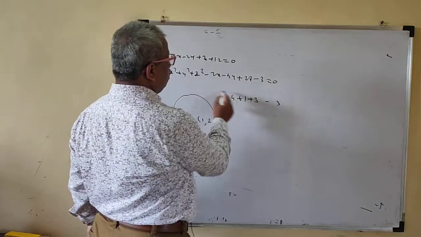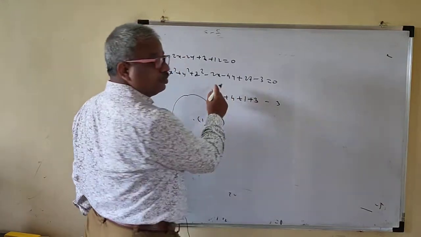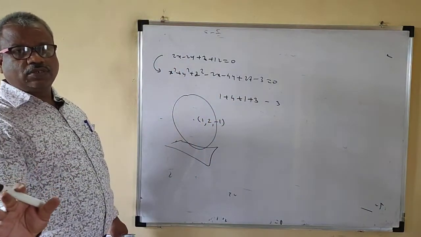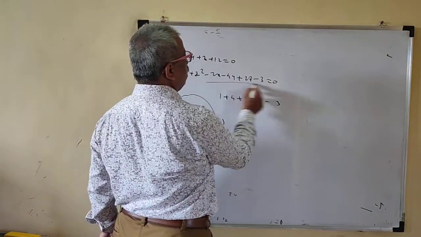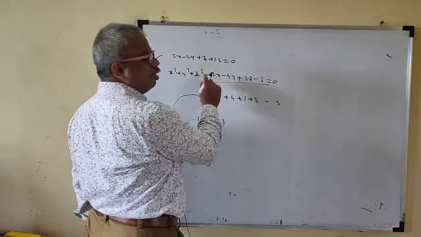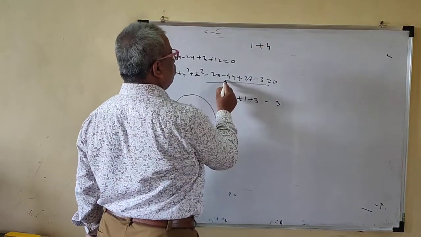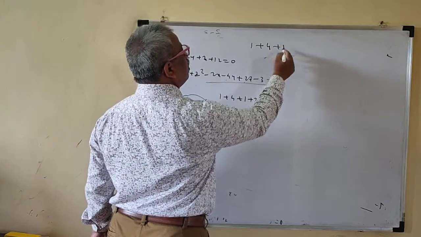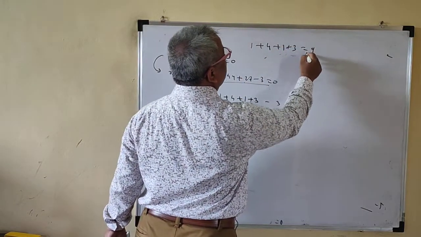Radius of the sphere is what? That means your perpendicular distance of the center from the plane is the radius of the sphere. Here what we have to do: multiply by half, take the square of that, 1 plus 4 plus 1, then subtract the constant, so that means plus 3. So this is 9, and the root is 3.